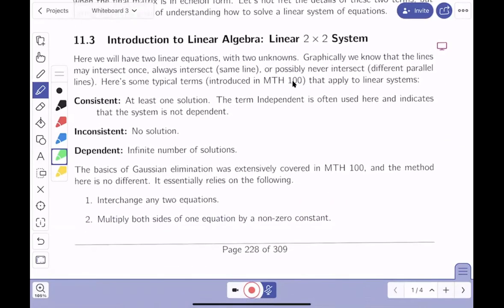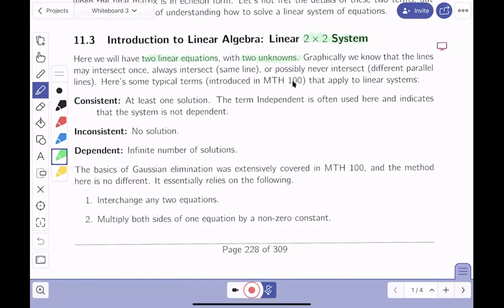So I'm going to talk about what you were given in Math 100. You were given a 2x2 system. Now, what does that mean? You were given 2 linear equations with 2 unknowns. Now, how'd you do this? You did it graphically. You found out where the lines intersect. You may have found the lines never intersect, or you may have found the lines were the same lines, where they're always intersecting. And then they had words for that.